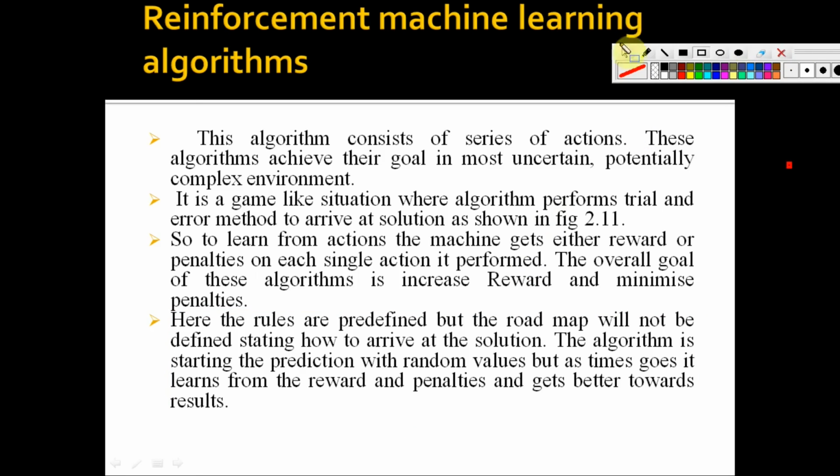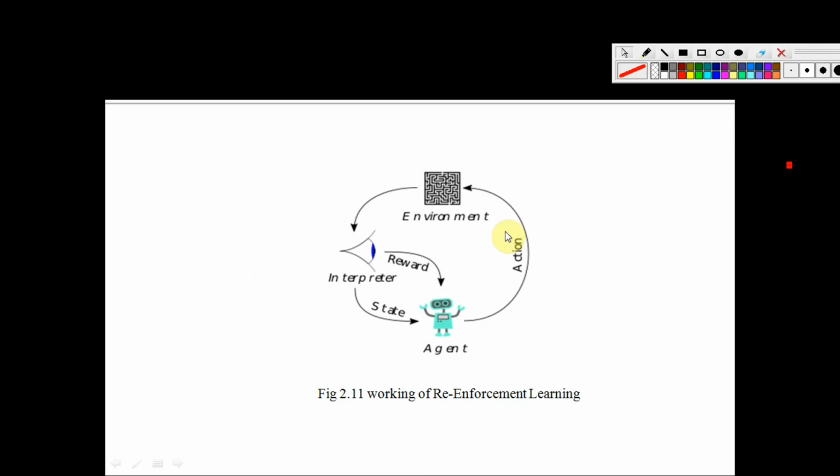So that is basically reinforcement learning, and this diagram will help you understand. The first one is the environment, then after that the reward, interpreter and state. The agent will be there, and it will be doing some action on the environment. If it gets a reward, then it will do the same action again. If it gets a penalty, then it will change its action. That is basically the interpreter, and it will change its state and go to the environment again. I hope you understood.